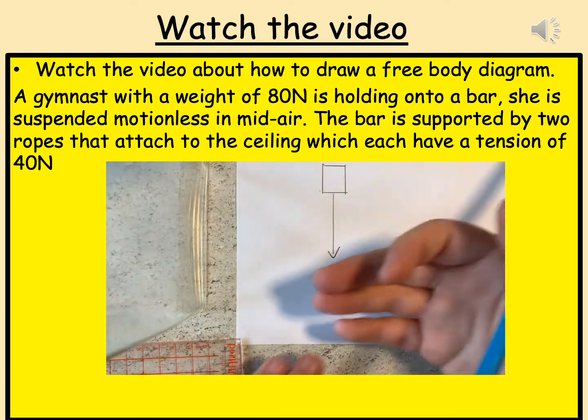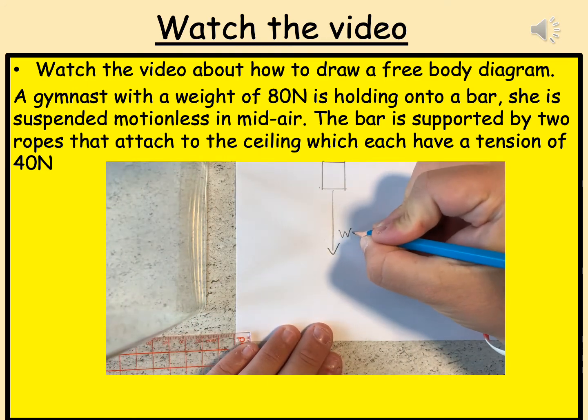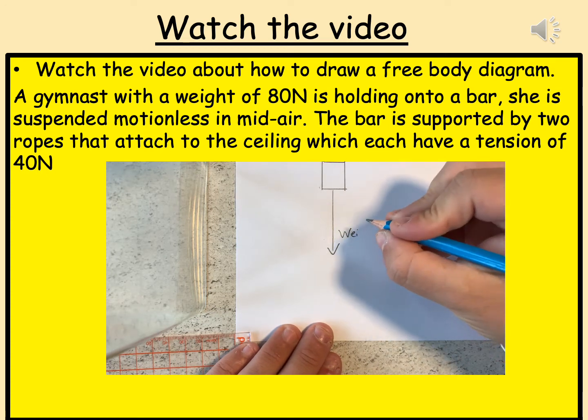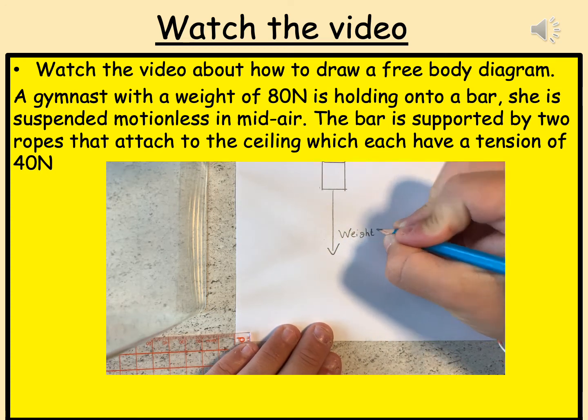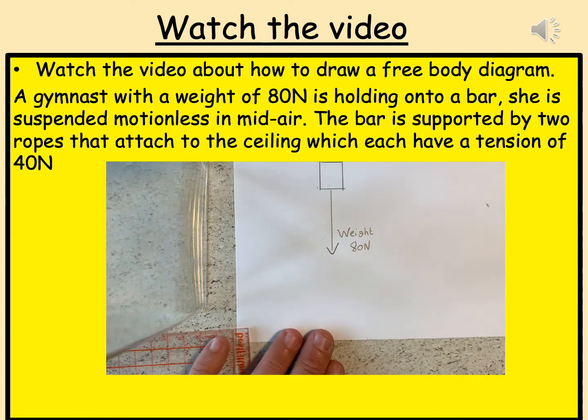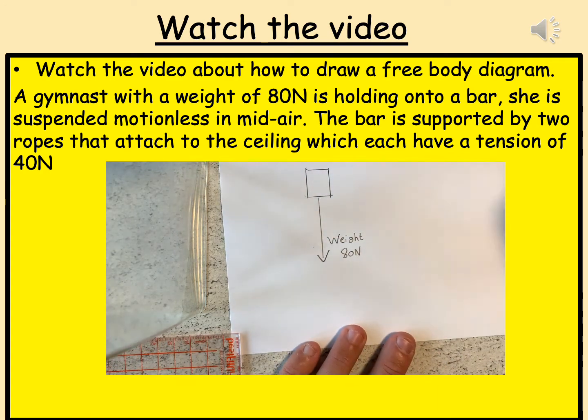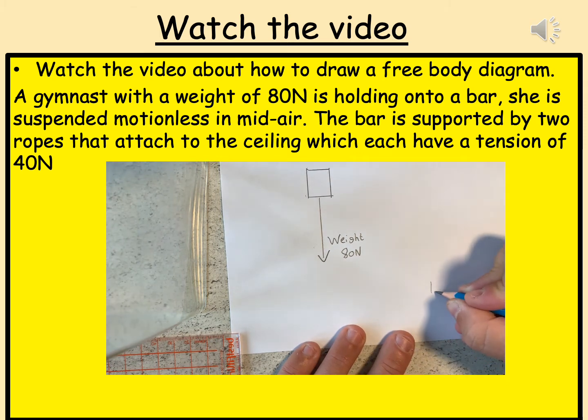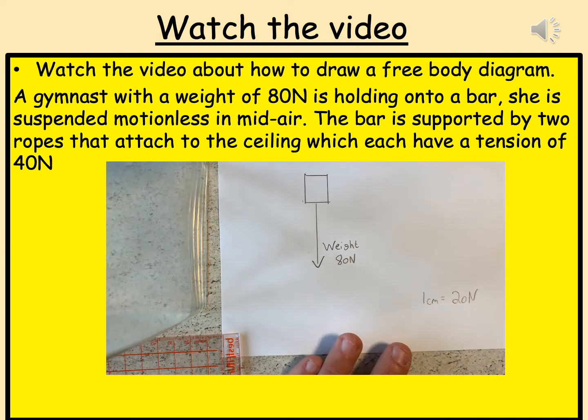Arrow on, label it with the words weight and the value of the force. So because I've drawn this arrow as 4 centimeters long, we're basically saying every centimeter is equal to 20 newtons. That's the scale of our diagram.